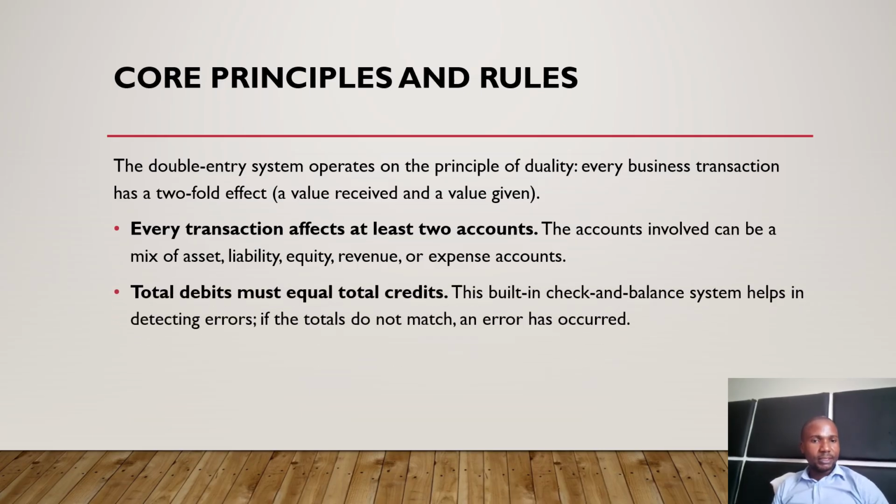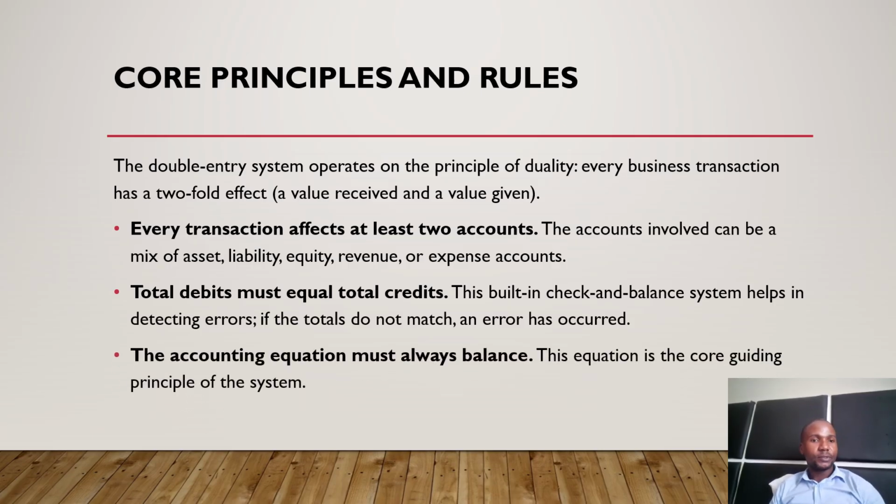The total debits must be equal to total credits, such that all the accounts have to balance at the end of the day. This is a built-in check and balance system that helps in detecting errors, which means if totals do not match, an error has occurred. The accounting equation must always balance, as we have already indicated earlier. This equation is the core guiding principle of the system, as we're going to see in due course.